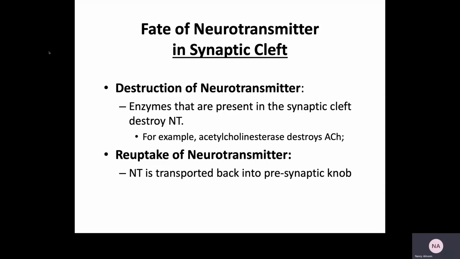Now, we already know, at least in part, what happens to neurotransmitters after an action potential stops, because we talked about what happens to acetylcholine in the neuromuscular junction. There will be enzymes that are hanging out in the synaptic cleft which will destroy the neurotransmitter. Classically, acetylcholinesterase will destroy acetylcholine. Or the neurotransmitter may be pulled back into the presynaptic end bulb through a reuptake process.